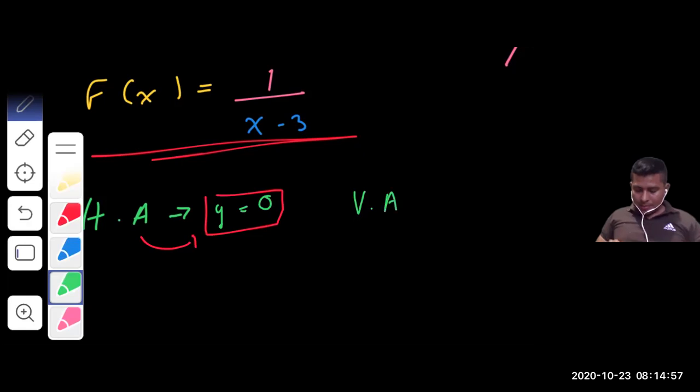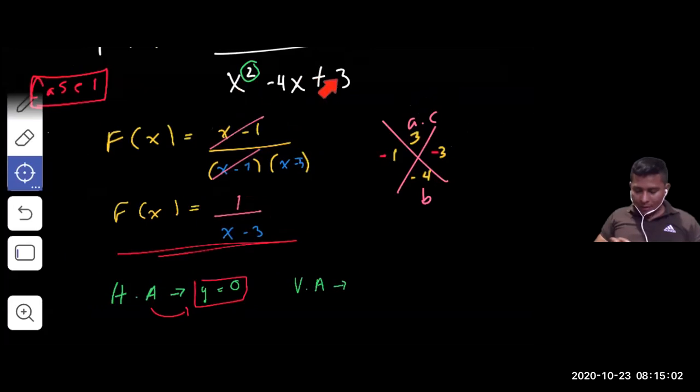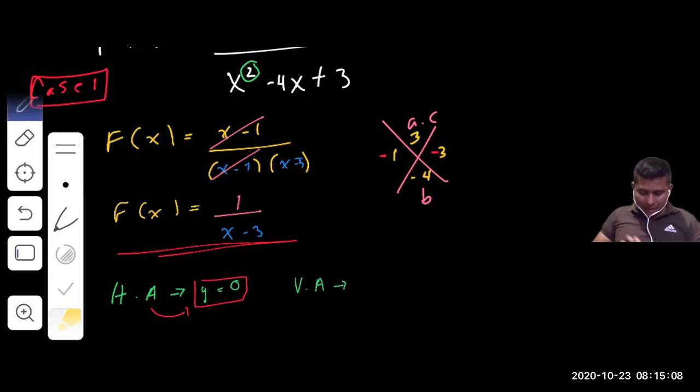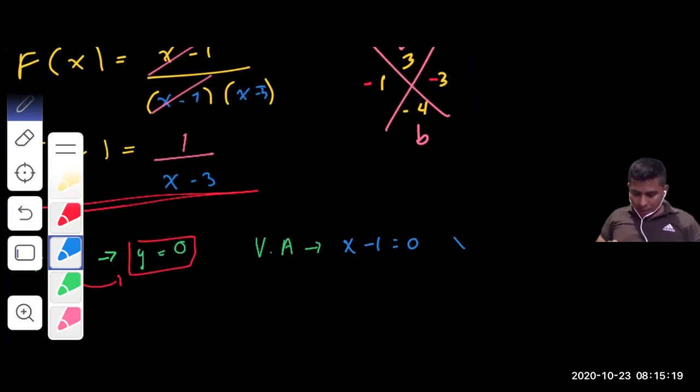Keep in mind, guys, in my original expression, when we factor this, we have to set this equal to 0. The two of them: x minus 1 equals 0, and the other, x minus 3 equals 0. We got two of them.